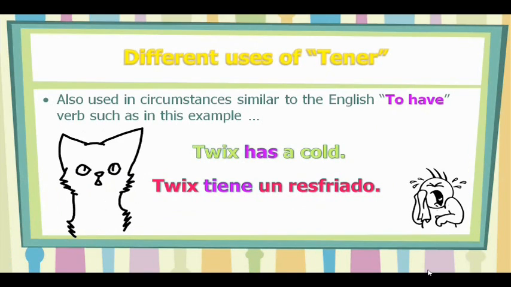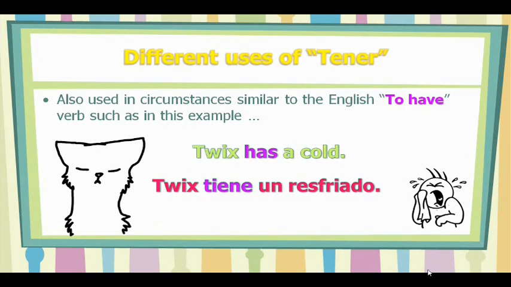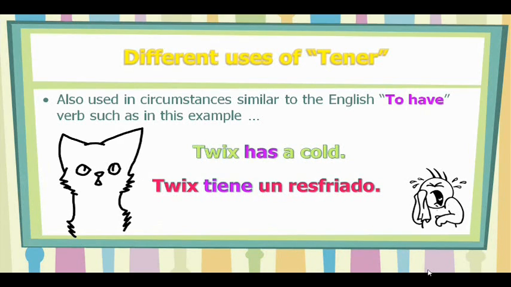In other circumstances, tener is going to be used just like the English to have verb and will not change at all. For example, saying Twix has a cold, you're literally going to say that exact thing. Twix tiene un resfriado. Did you know cats could have colds? They can. Twix had one, a pretty bad one, and he was the saddest kitty you ever could see.